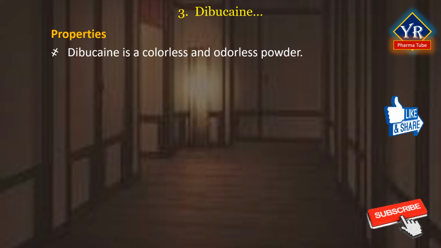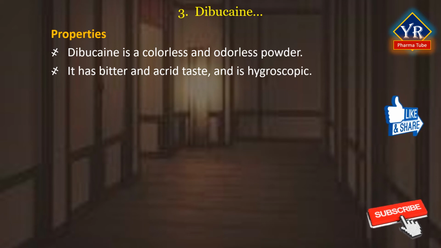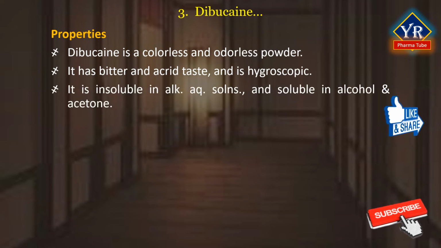Dibucaine is a colorless or almost colorless and odorless powder. It has a bitter and acrid taste and is a hygroscopic substance. It is relatively insoluble in alkaline aqueous solutions and soluble in alcohol and acetone. It is sensitive to light, therefore it should be stored in a light-resistant container. When heated to decomposition, it emits toxic fumes of nitrogen oxides.